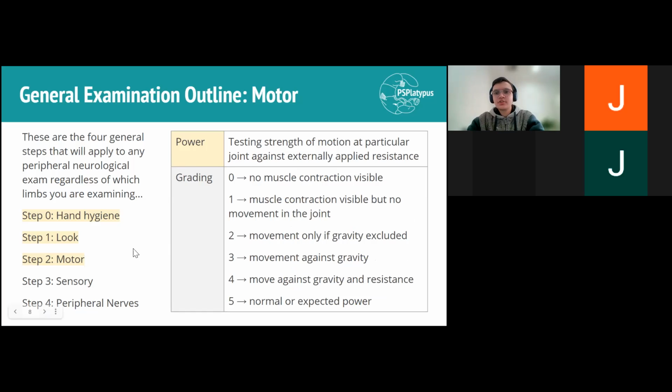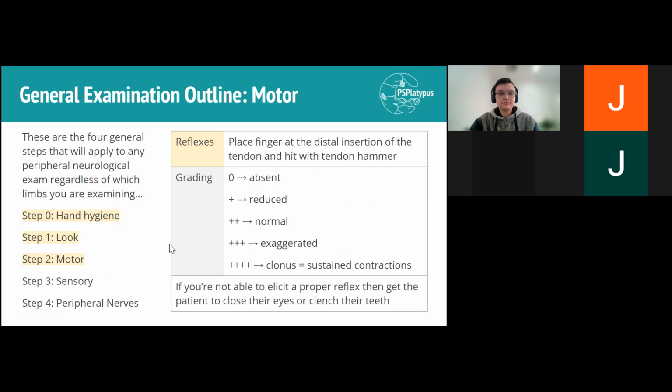Then power is testing your strength of the actual muscles at that joint when you apply external resistance. And the way we grade this is 0 to 5. You can read this in your own time, but you're thinking about 0 being no contraction at all. Then somewhere in the middle, you're thinking about, okay, does this patient require some component of gravity to help them? Are they able to match gravity, or are they able to match gravity and then go a little bit further? So actually go against the resistance that I'm applying. And that'll give you your intermediate gradings. And then 5 is going to be normal. So that's expected power.